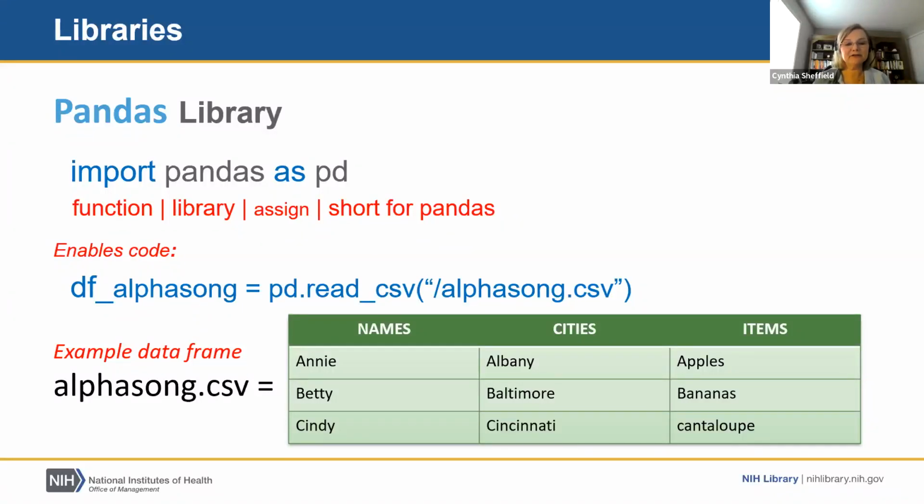You import them together. In this example, first you import the pandas library, then you create an identifier or a variable called df for data frame _ alphasong, and then you set a path from your data frame to your variable to read your data into your code. And that's how your data gets to your code. It's really just that simple.